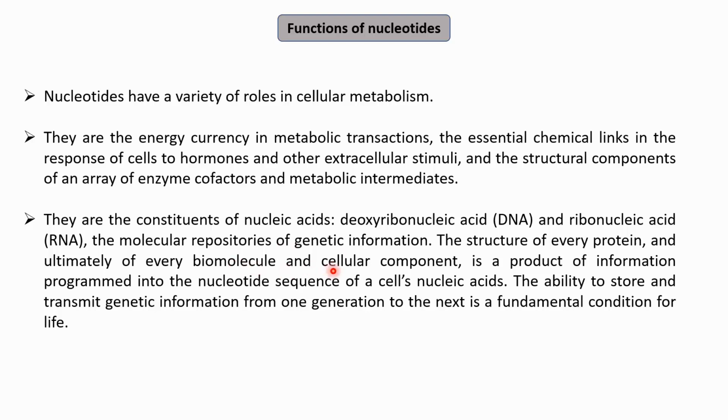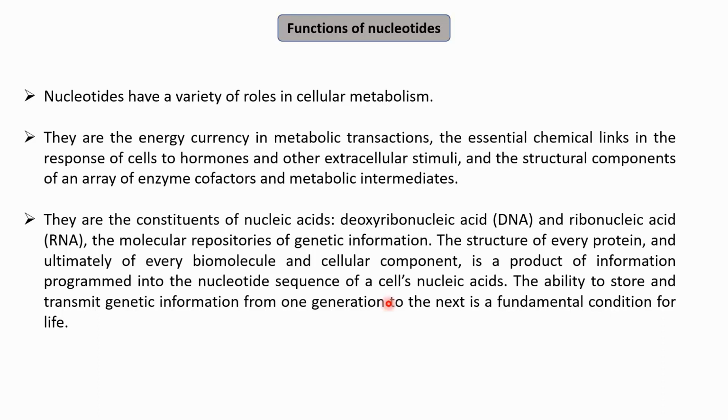So therefore, the structure of every protein and therefore every biomolecule and cellular component is a product of information that is programmed into the nucleotide sequence of the cell's nucleic acids. So therefore, it is very important that the sequence of the RNA and DNA, which is defined by the sequence of the nucleotides that are present in them, defines the structure of every protein or every biomolecule and other cellular components that are essential for the cellular metabolism.